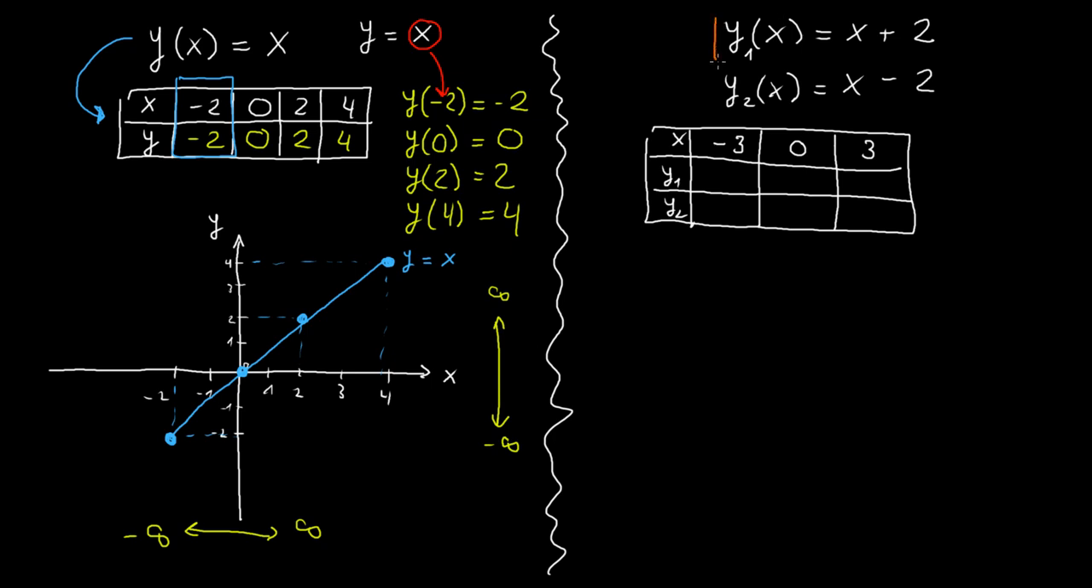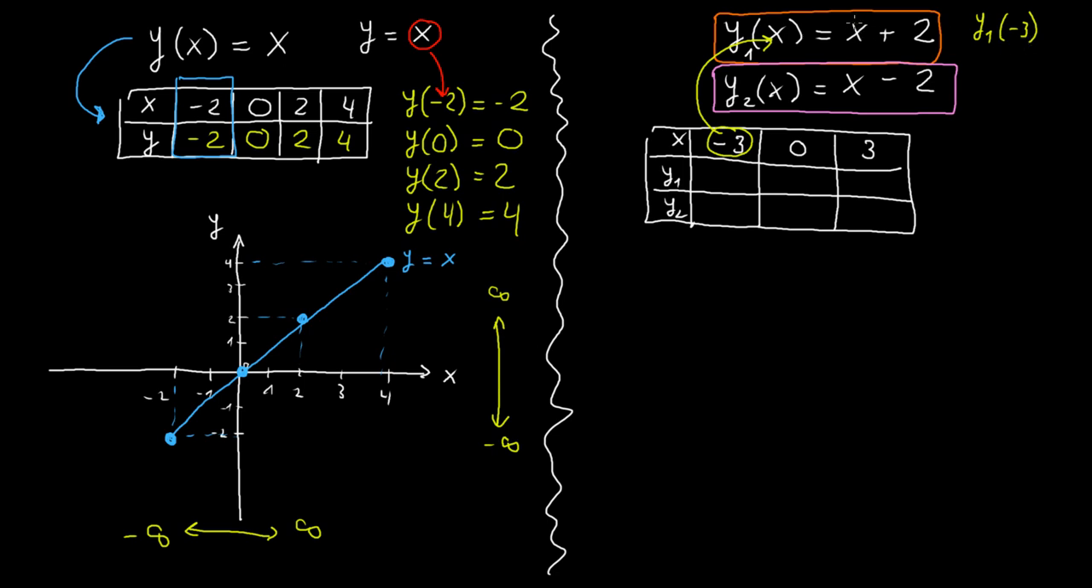So I'm going with a nice orange. The y1 function will be orange, and the y2 function will be purple or pink, depending on how you look at it. Okay, so again, we plug in -3 into our first function. So -3 becomes x, so the first point, we can write it down like this. When we plug in -3, this x becomes -3, -3 plus 2 is -1. So we put a -1.